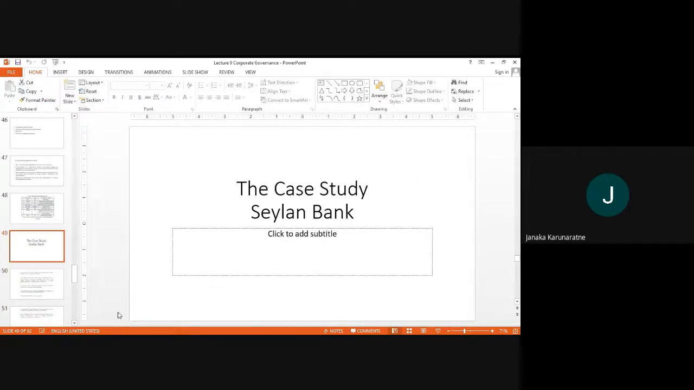Last part of our session, last few minutes. No? Okay. So let me take a classic case of risk governance failure in the Sri Lankan context, the Ceylon Bank. The case study, Ceylon Bank. How many of you read this one? Anyone? Anybody?